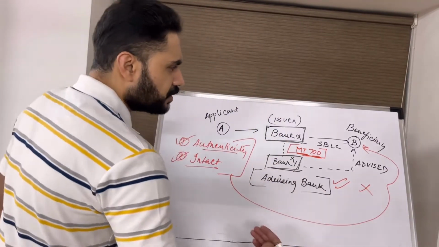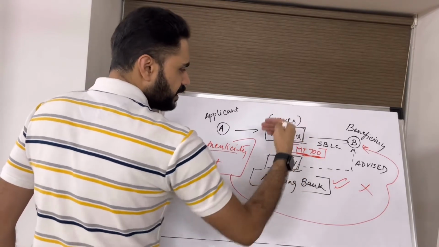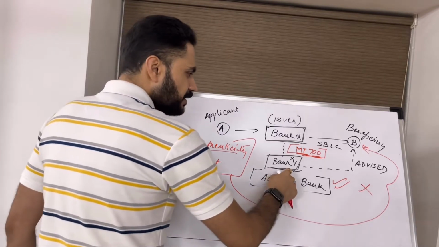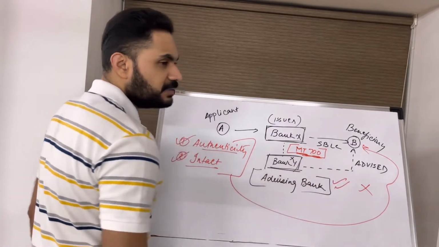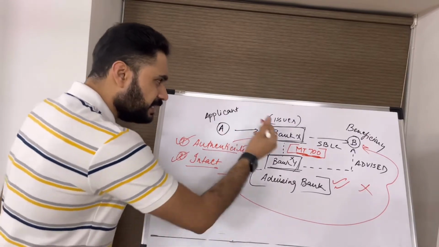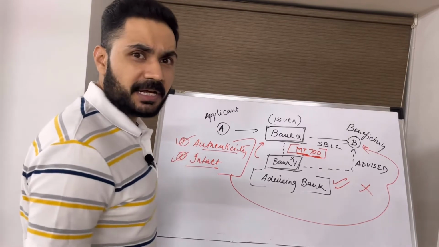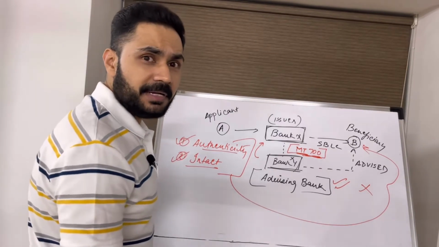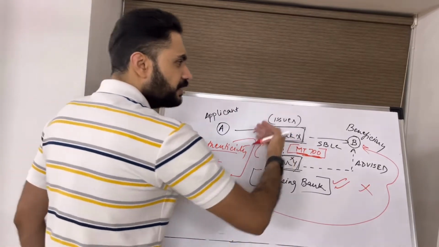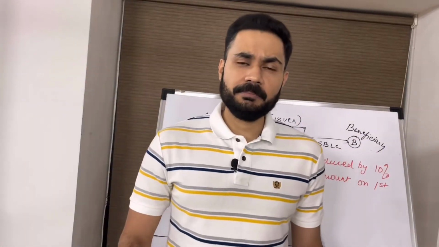Now another aspect to this is, if the undertaking is sent to Bank Y and Bank Y is not in a position to advise this undertaking to the beneficiary, then Bank Y has to immediately go back to the issuer, highlighting its incapability of advising the undertaking, so that the issuer can route the undertaking to a different bank.